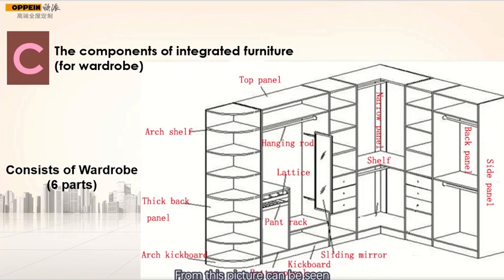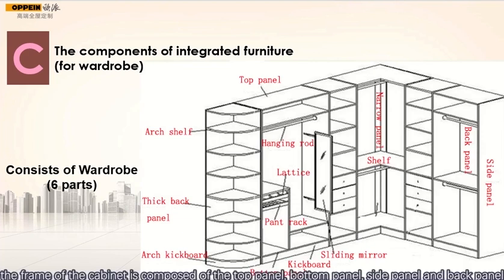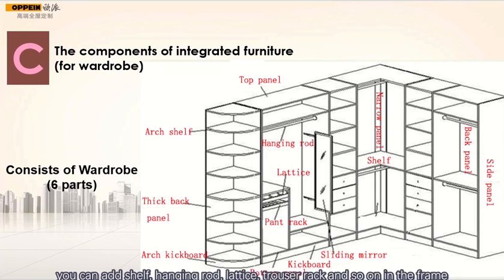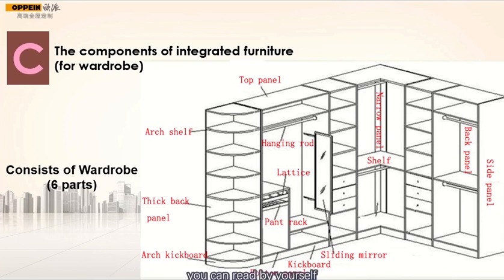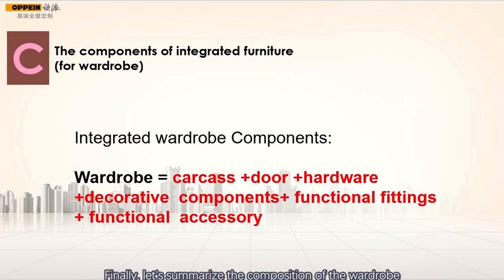From this picture it can be seen that the frame of the cabinet is composed of the top panel, bottom panel, side panel, and back panel. You can add shelves, hanging rods, lattices, trouser racks, and so on in the frame. The main details are marked on the picture. You can read them by yourself, since we will talk about them in the next training. Here you just get a rough idea about it, okay?